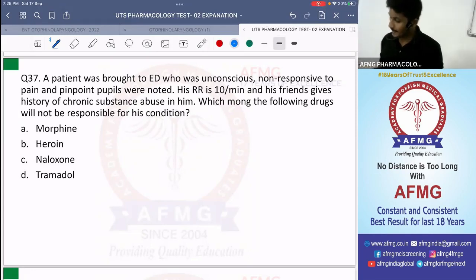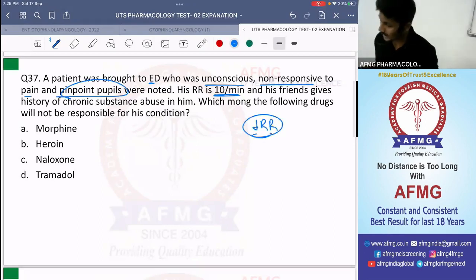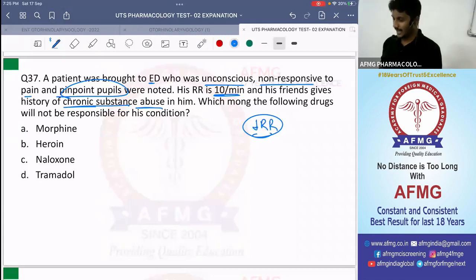Question number 37. A patient was brought to the emergency department who was unconscious, non-responsive to pain and had pinpoint pupils. His respiratory rate is 10 per minute, मतलब decreased respiratory rate. That is respiratory depression हुआ है. His friends give a history of chronic substance abuse. कुछ ना कुछ खाता था ये. Which among the following drugs will not be responsible for his condition?